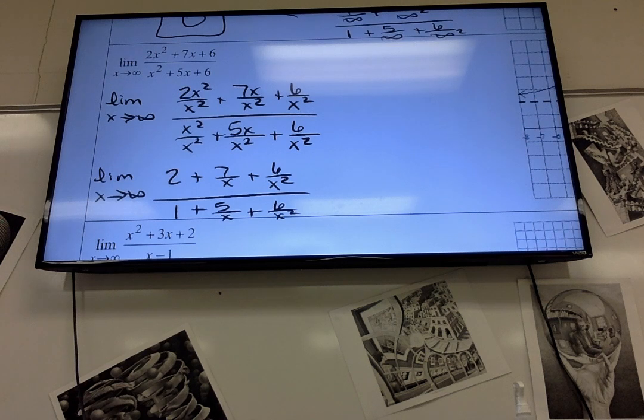Now when you plug in infinity, yes, you can get rid of those. Because when I actually plug in infinity, everything that's divided by infinity goes to 0. Which leaves 2 and 1. There you go.